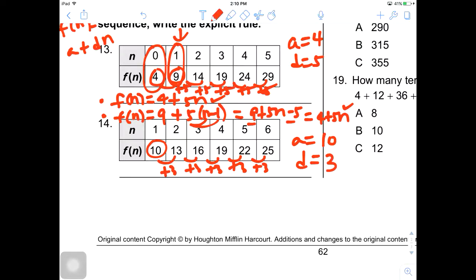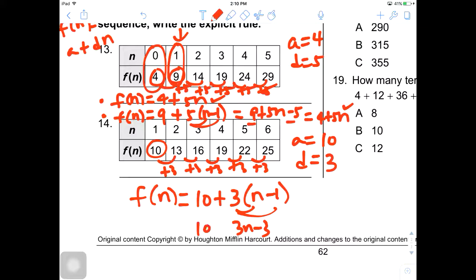So we have the formula f of n equals the initial value, which is 10, plus 3, that's the common difference, times n minus 1. You can leave it at this as your answer, or you can simplify it. If you want to simplify it, that will be 3n minus 3, and then you have a 10 in the front. So that'll be 7 plus 3n. So again, either this form or this form is fine.